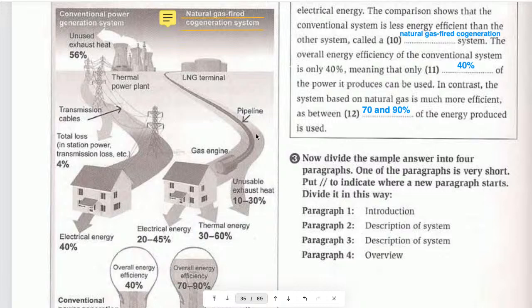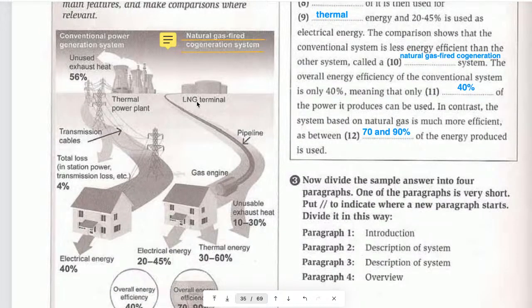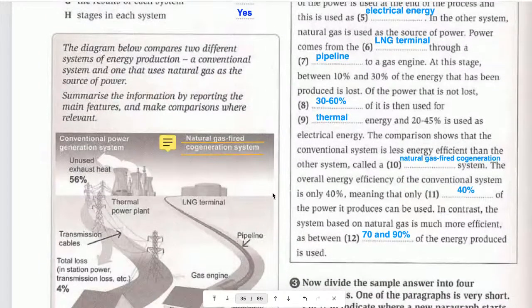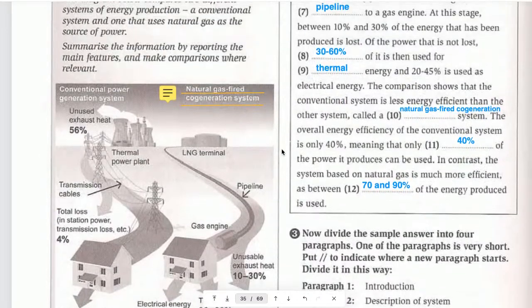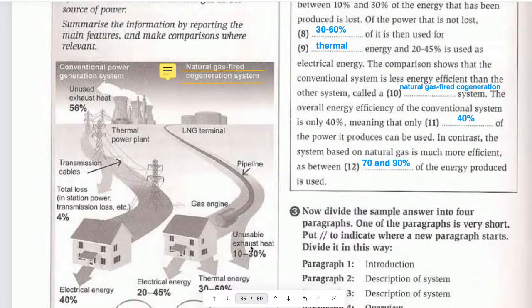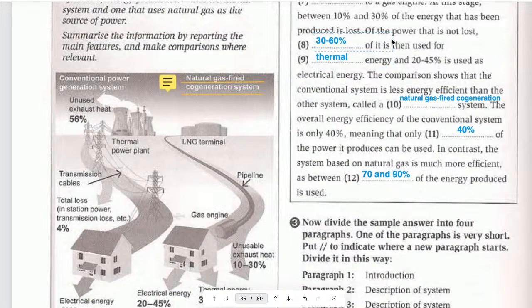Here you see the power is transferred from the LNG terminal to the gas engine through a pipeline, and here they mention unusable exhaust heat, 10 to 30%. So that means that 10 to 30% of the energy is lost. That's why they say at this stage between 10% and 30% of the energy that has been produced is lost. Okay, next. Như, you can go next as well.